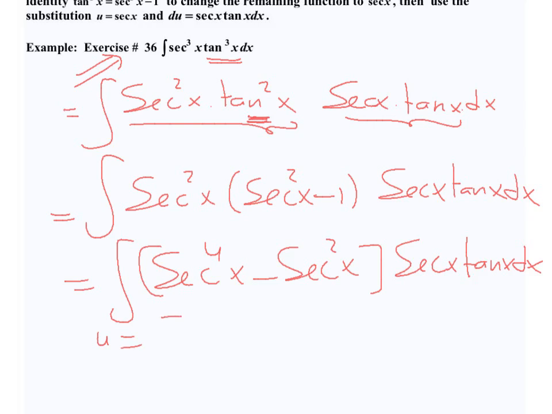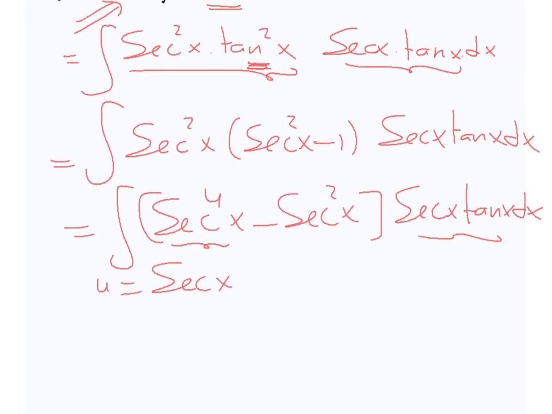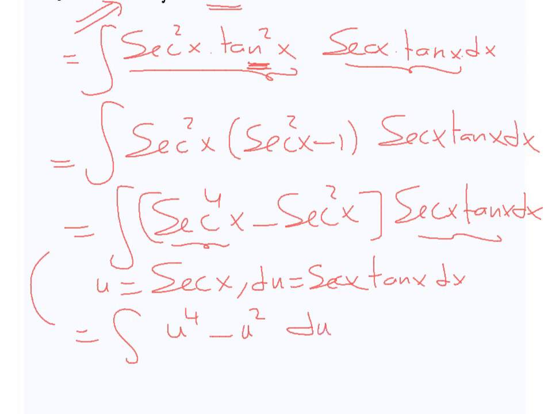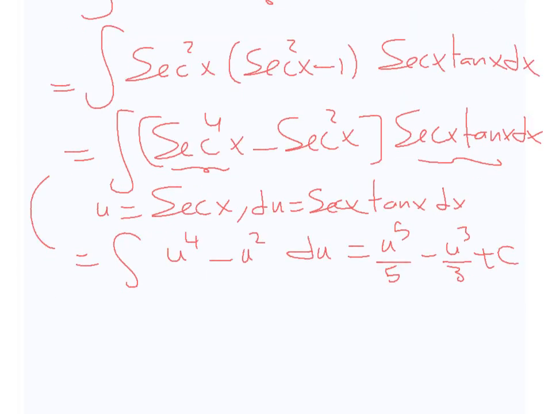Now if we take u as secant x, this is u and this is du, because the derivative of secant is secant tan. So this integration will become u 4 minus u square du, which can be easily integrated as u 5 over 5 minus u cubed over 3 plus c. U can be replaced by secant, giving secant 5 over 5 minus secant cubed over 3 plus constant.